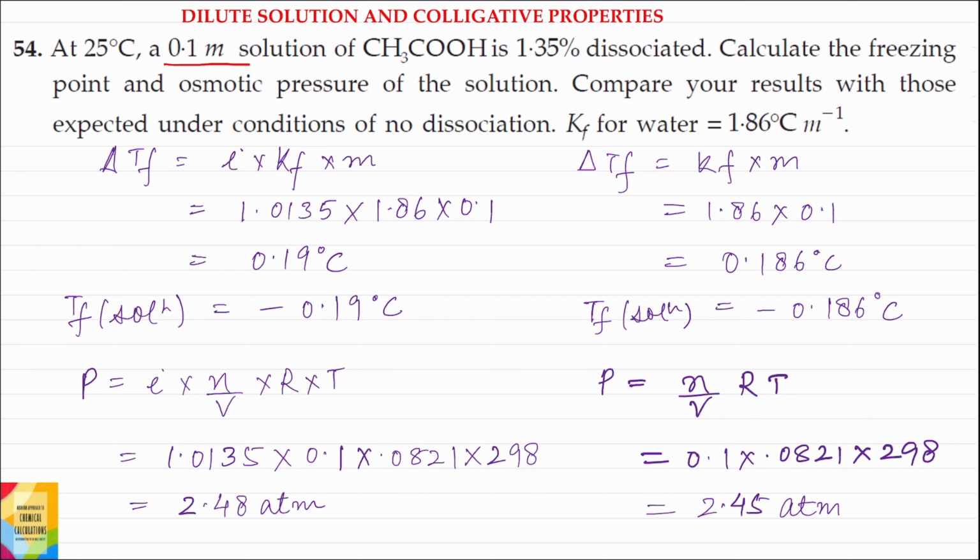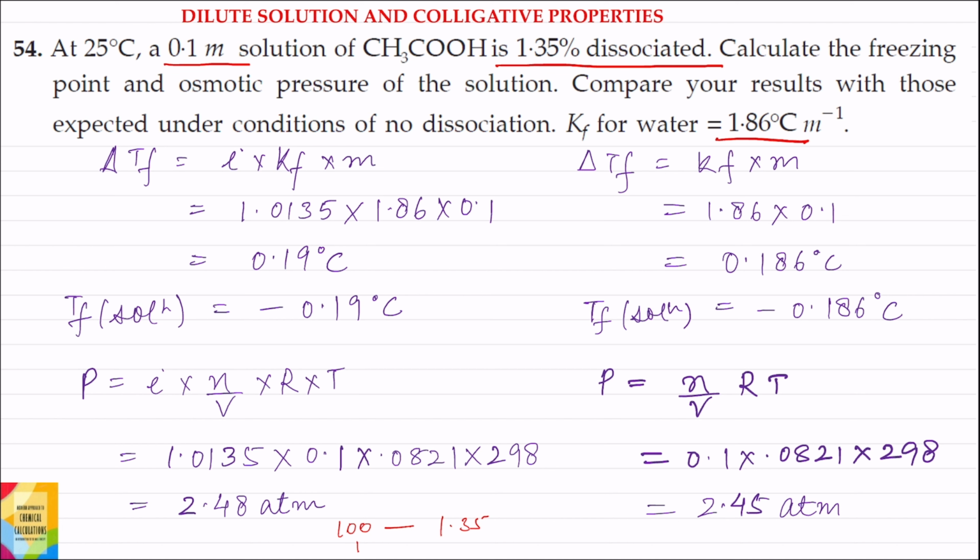0.1 m सोल्यूशन ऑफ एसिटिक एसिड है जो कि 1.35% डिसोसिएटेड है। फ्रीजिंग पॉइंट एंड ऑस्मोटिक प्रेशर ऑफ सोल्यूशन कैलकुलेट करना है अंडर कंडीशंस ऑफ डिसोसिएशन एंड नो डिसोसिएशन। Kf फॉर वाटर गिवन है 1.86। परसेंटेज डिसोसिएशन गिवन है, मतलब out of 100 moles of acetic acid 1.35 moles of acetic acid is dissociated.